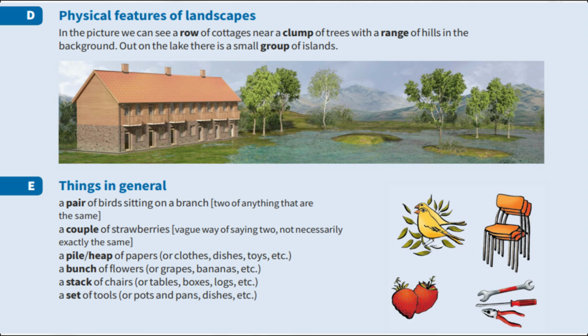Things in general. Finally, here are some collective nouns used for things in general. A pair of birds sitting on a branch. This means two of anything that are the same. A couple of strawberries. This is a vague way of saying two, not necessarily exactly the same.